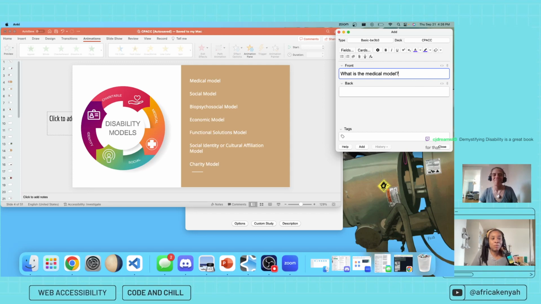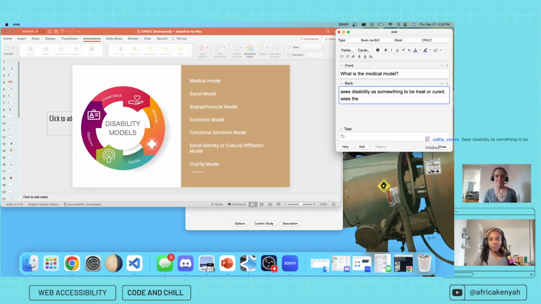All right, y'all, what is the medical model? I'm not just asking for myself. We're going to do this together. It's called spaced repetition. I'll let someone answer in the comments. Let's see if anyone remembers. What is the medical model? So Kathy said it sees disability as something to be treated. I'm going to add or cured.